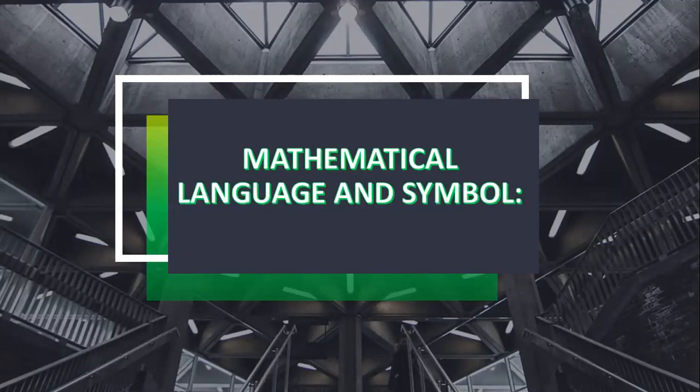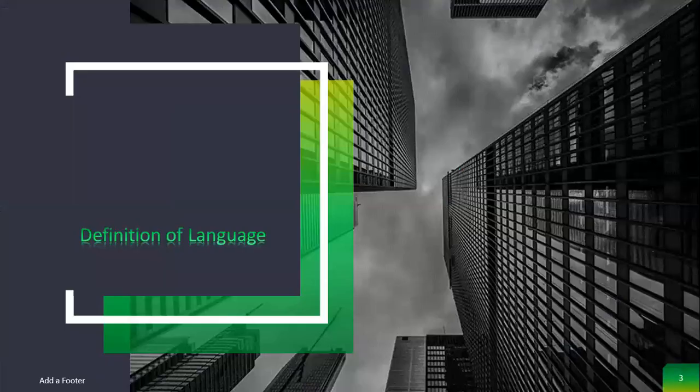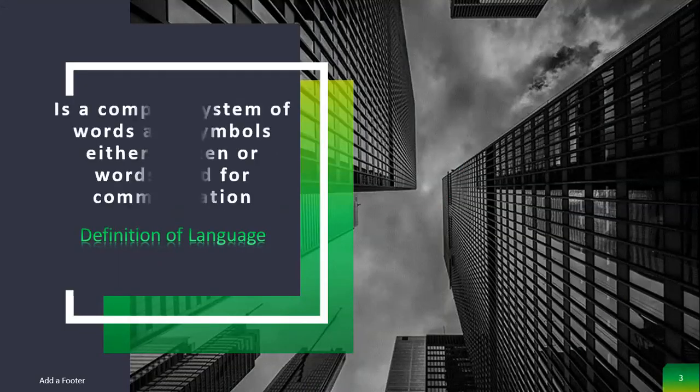Hi guys! So today, we're going to discuss mathematical language and symbols. But before we go to the topic, let us define what a language is. A language is a complex system of words and symbols, either spoken or written, and is used for communication. It is a systematic means of communicating by the use of sounds or conventional symbols.